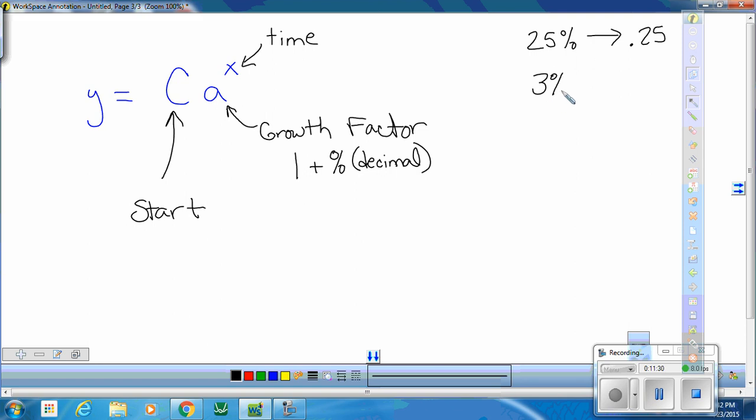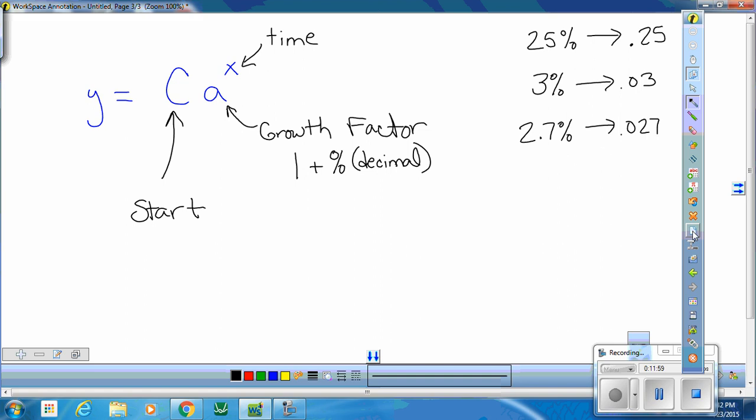If it is 3%, then that would be 0.03. If it's 2.7%, then that would change to 0.027. You're going to divide it by 100 and change the percentage to a decimal. But the growth factor is always going to be 1 plus that percentage. So this is usually a number like 1.25, 1.03, 1.027, and that is your growth factor.